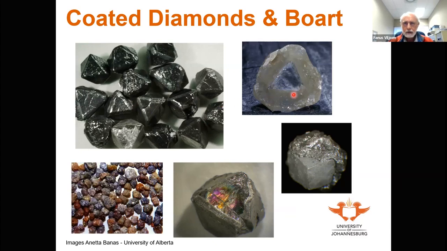Some of the coated diamonds do actually contain a clear core, as you can see here, and that's then surrounded by this more cloudy growth zone of diamond. An example here of an octahedral stone with a coat that has been partially broken off. And here you can see a cubic stone that has some gray diamond coat on it.